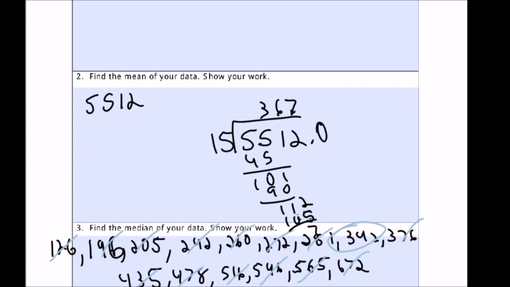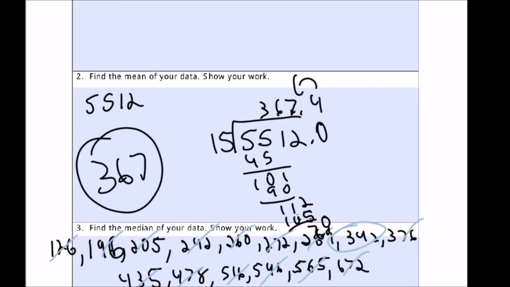Go ahead and go 1 decimal place. That's all you need to do, is 1 decimal place. So 15 will go into 7 4 times, which is 60. I can stop there just so I can round to the nearest whole page. So my mean would be 367. Alright, so let's go to the next one.